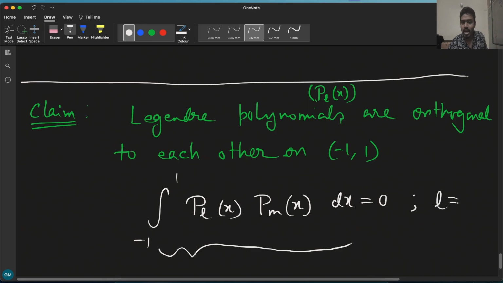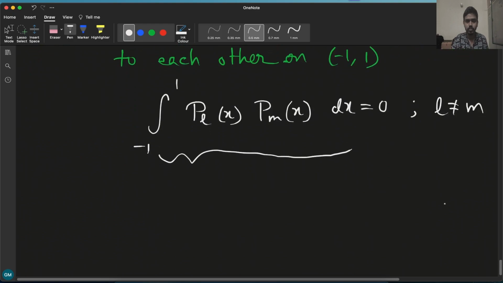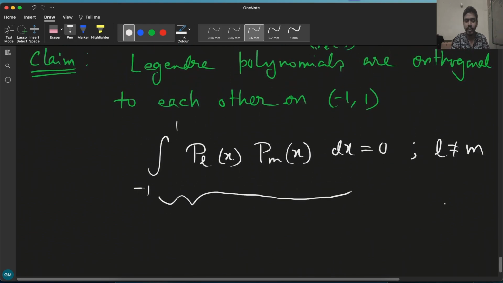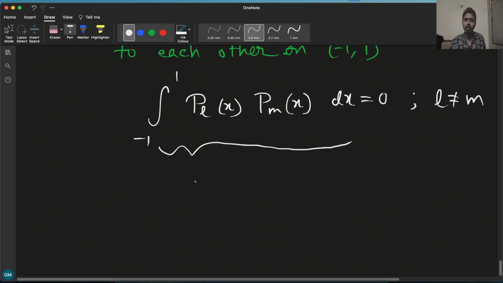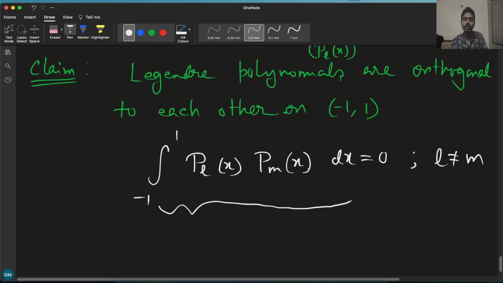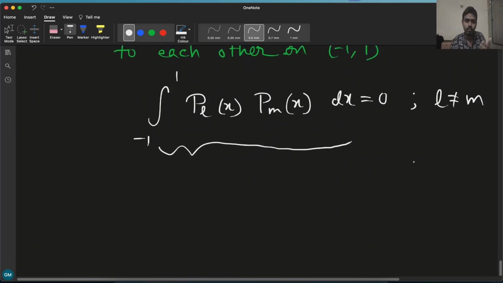Okay, and this is assuming L is not equal to M. If L equals M, then the inner product will not be 0. That will basically be the dot product with itself, which gives the length square of this Legendre polynomial, and that we will be calling the norm.